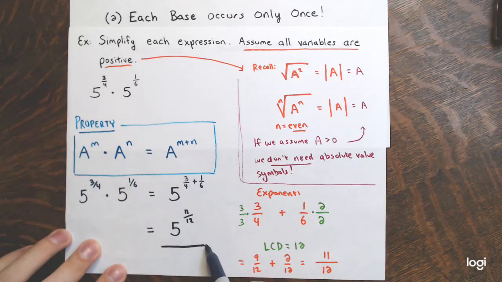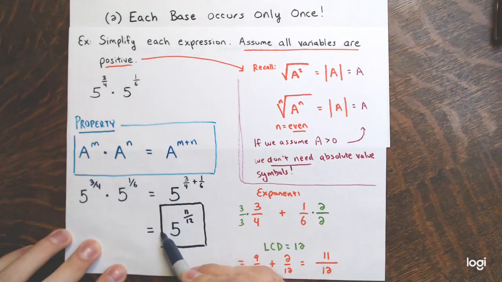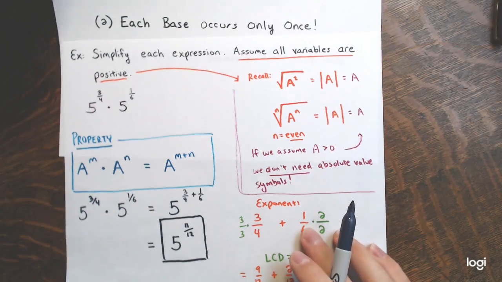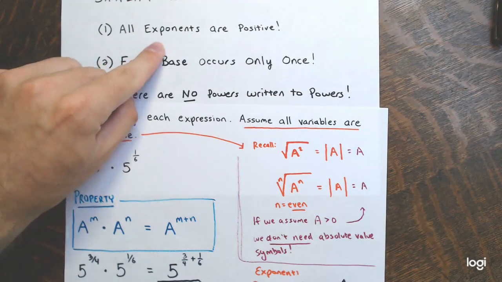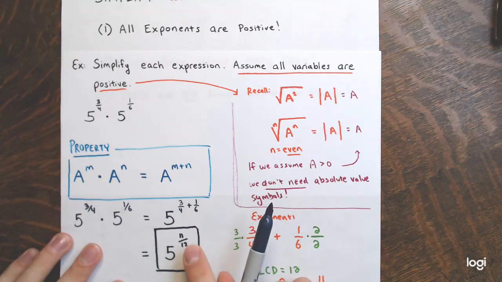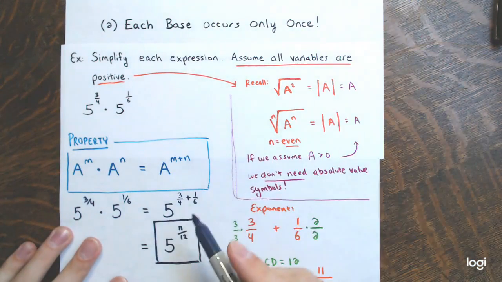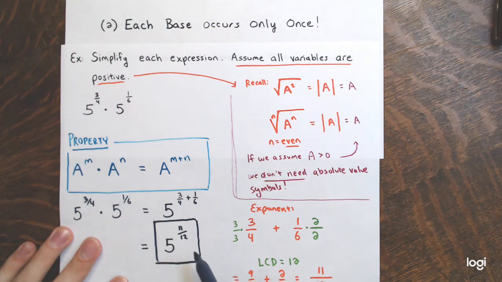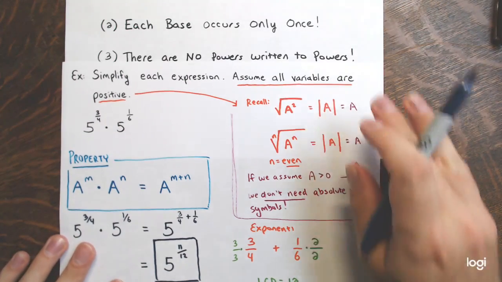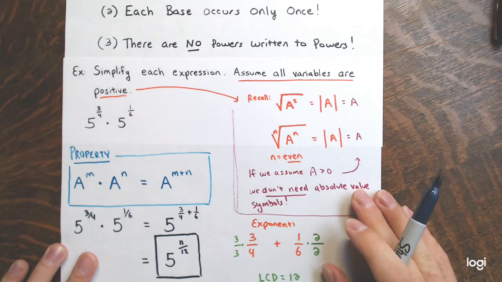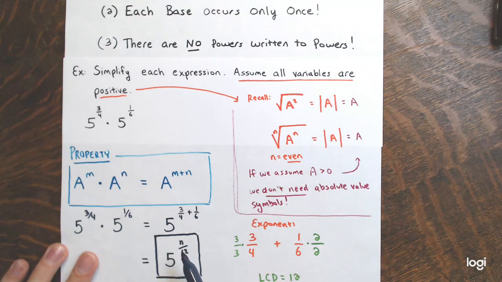And then you might ask, well, what is this? I'm going to put this in a box right now because this has everything I want. Notice, going back to the simplify page here, all the exponents are positive. The only exponent here is 11/12, and that is positive. Each base only occurs once. The base of 5, I'm not seeing any other part of this expression with another base of 5, so every base occurs only once. And there are no powers written to powers, so you're not seeing 5 to the 11/12 and then that in parentheses again to the third power or something. There's not a power to another power here.